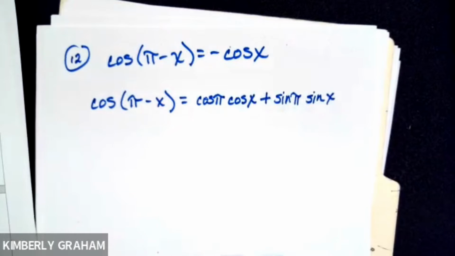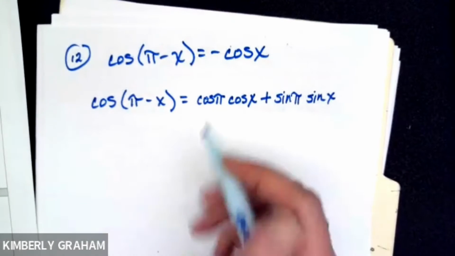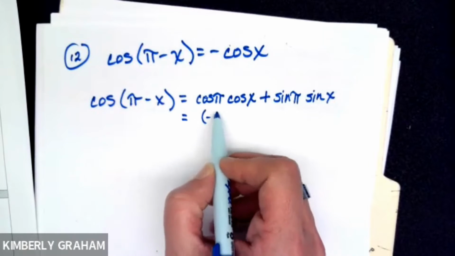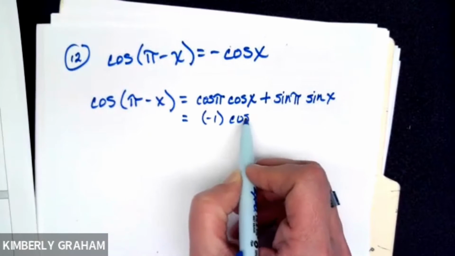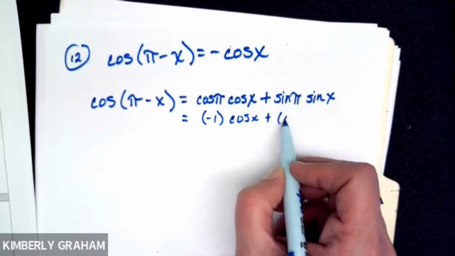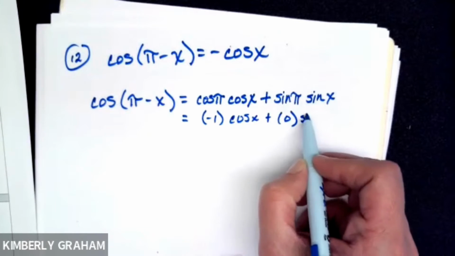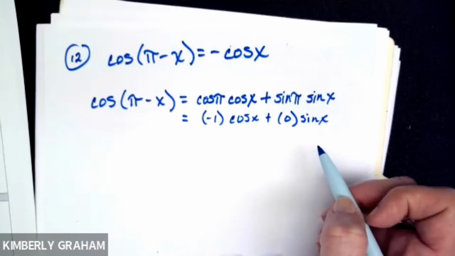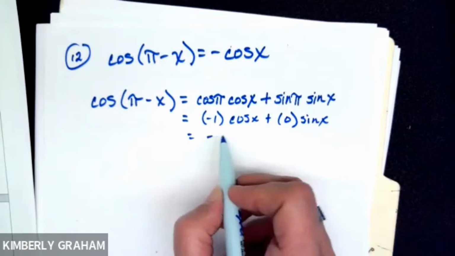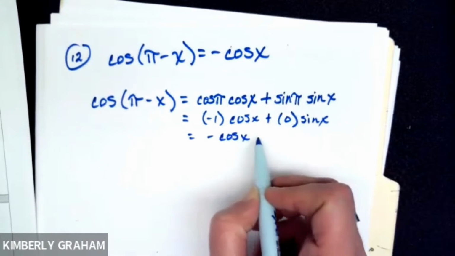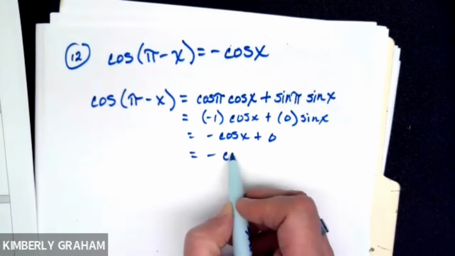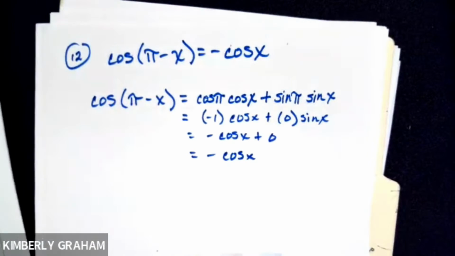Cosine, sine. All right, so cosine of pi is -1. Sine pi is 0, and then that's times sine x. And this is going to give me negative cosine x plus 0, and that is negative cosine x.